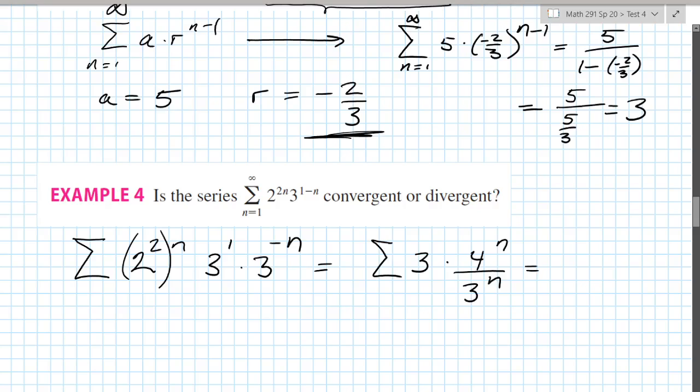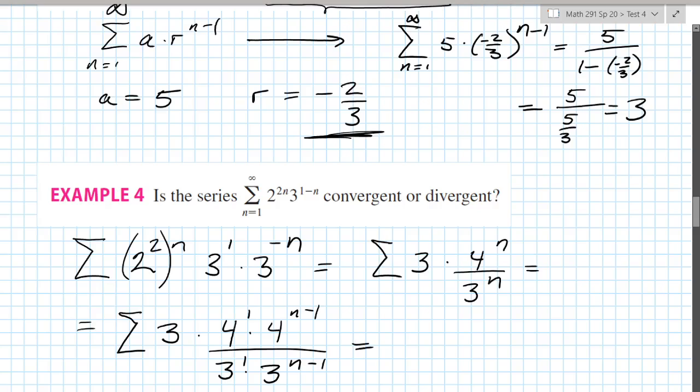Okay, I really would like to have this as n minus 1. So how could we have this be n minus 1? Well, what we can do is we could say this is equal to the sum of 3 times 4 times 4 to the n minus 1 over 3 times 3 to the n minus 1. So here, that's a 4 to the first and a 3 to the first that we've taken out, because 4 to the first times 4 to the n minus 1 is just 4 to the n.